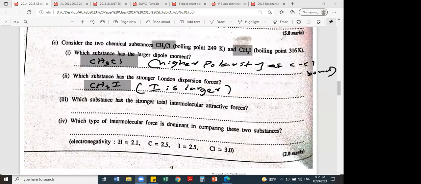Part 3, you also gave the answer. John, what is the answer for part 3? Has stronger total intermolecular attractive forces. Stronger London forces plus stronger total. That also CH3I. What are the two factors that affect this CH3I?